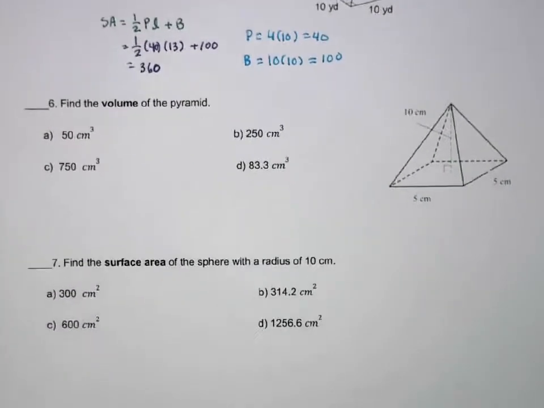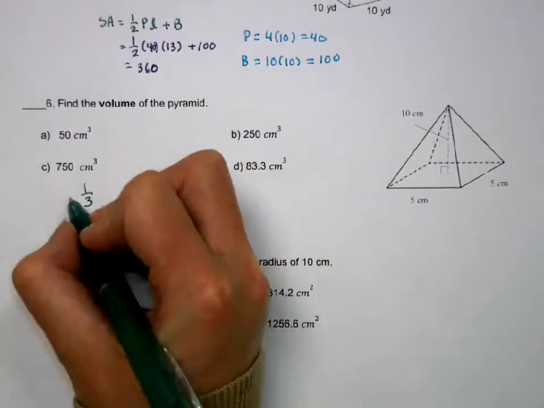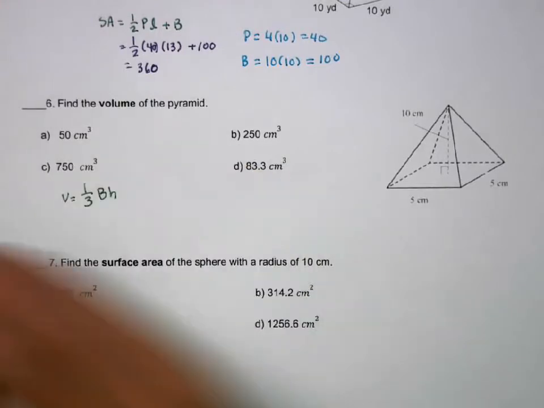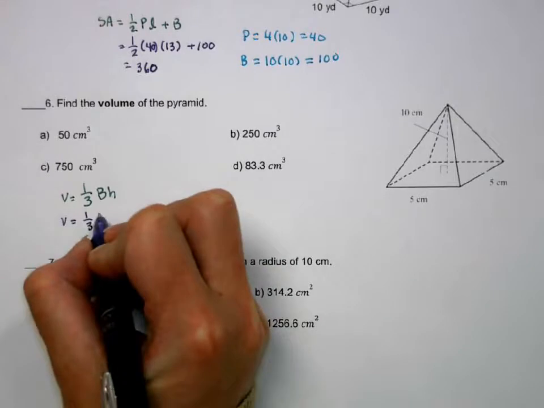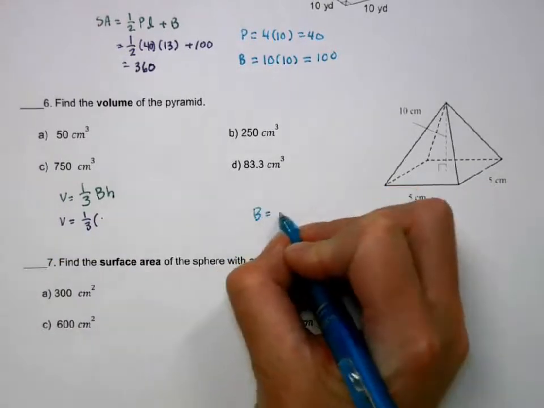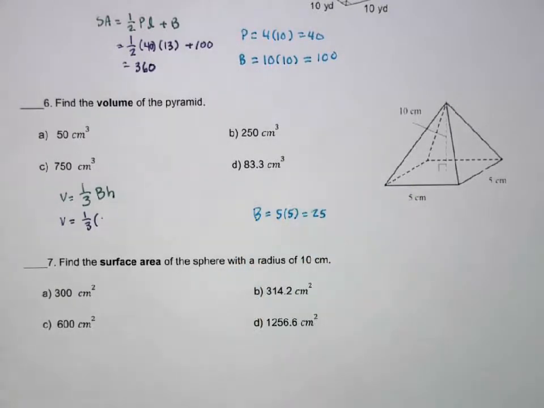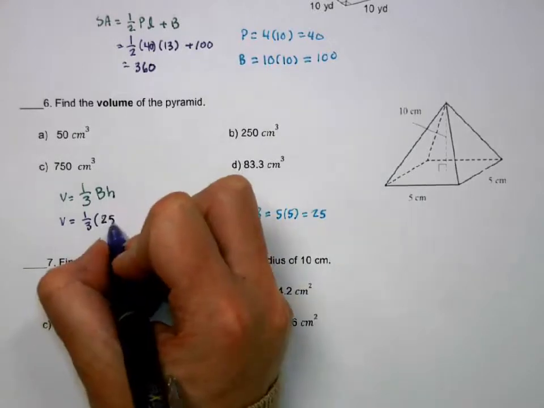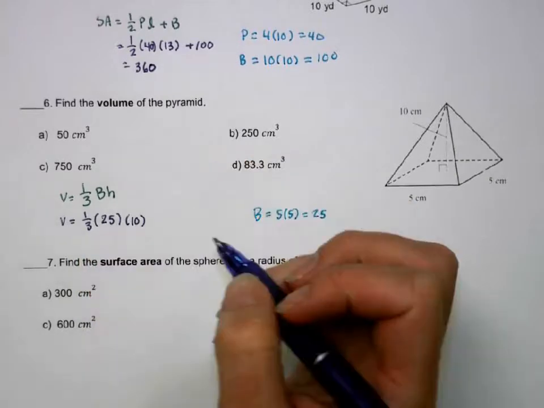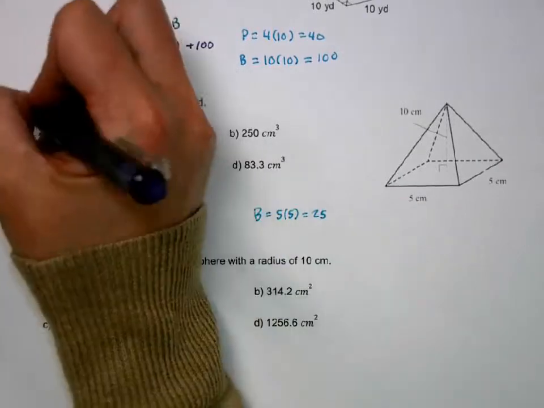This next one, we're finding the volume. The volume formula is 1/3 the area of the base times the height. So this will be 1/3. This one's base is 5 times 5, which is 25. So this will be 25 times the height. Height is on the inside, so that's that 10. When we do this, we get 83.3, which is option D.